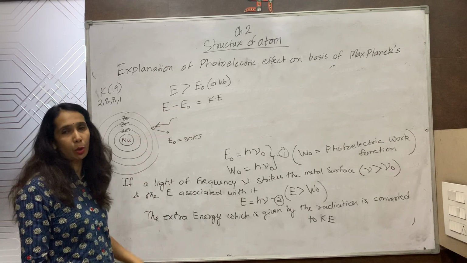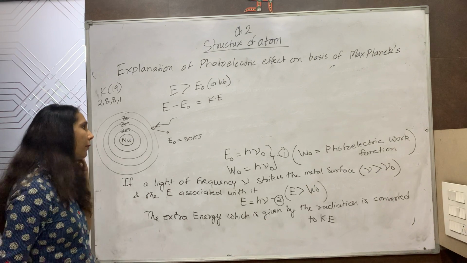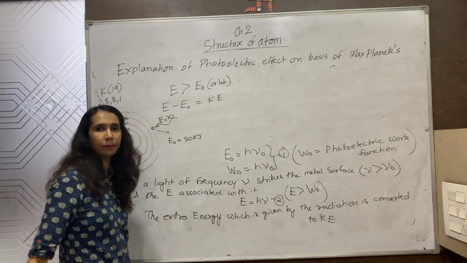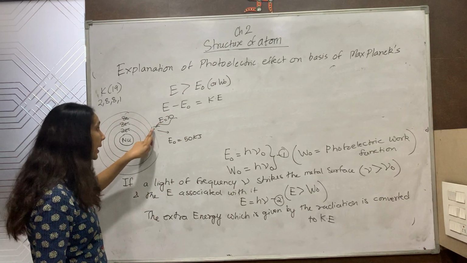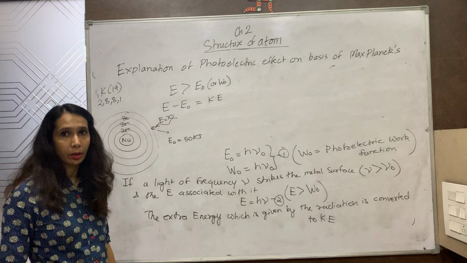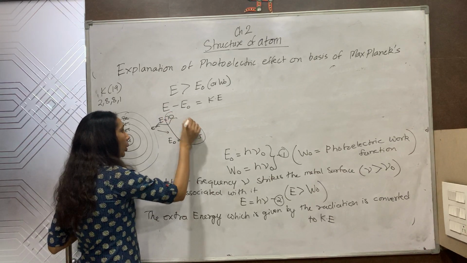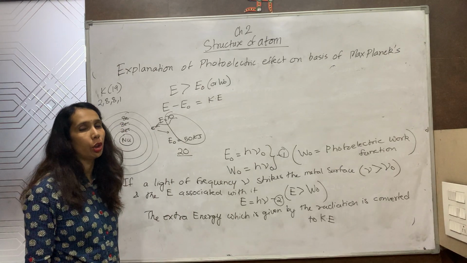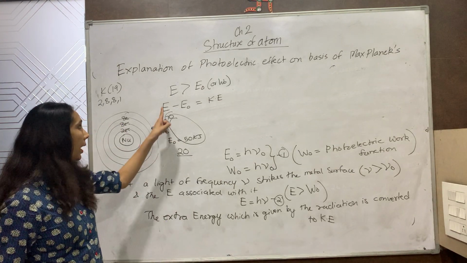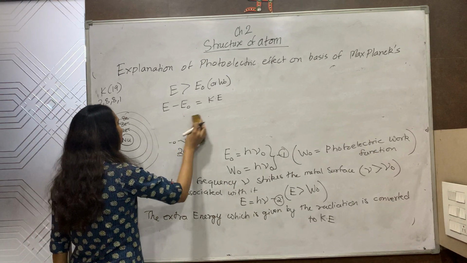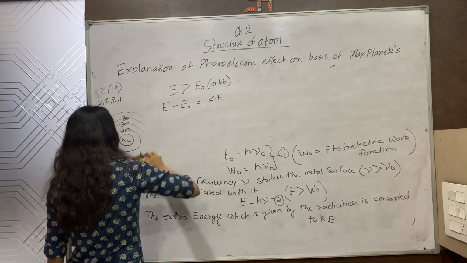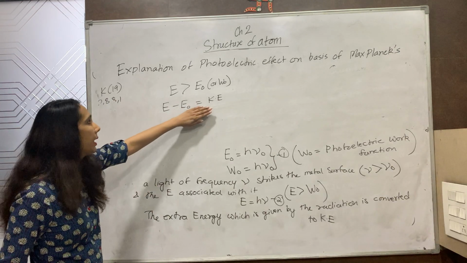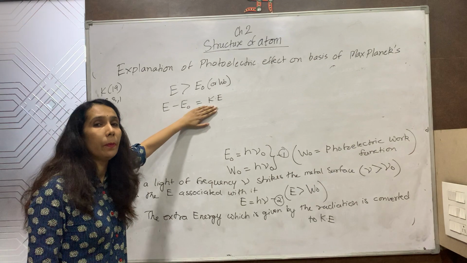So E naught is 50 kilojoules. But instead of 50 kilojoules, if I give a light of energy 70 kilojoules, so 50 is enough to remove the electron, and the rest extra 20 kilojoules will be converted into the kinetic energy of the electron. That's why I've written E minus E naught is equal to kinetic energy. That means 70 I have given, 50 it requires, the 20 extra which is there is converted into kinetic energy of the electron.